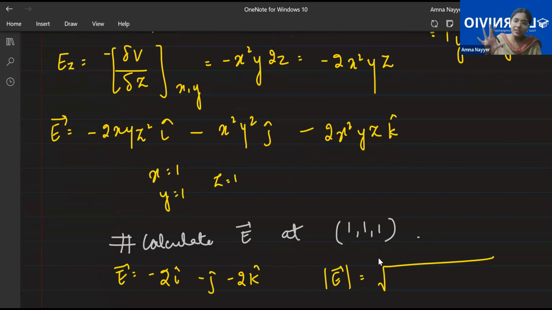But partial differentiation is still there in your syllabus, so chances are there. So revise this because we cannot leave everything. So minus 2 whole square plus minus 1 whole square plus minus 2 whole square. This way you can calculate the magnitude of anything because you know your vectors. Is this clear? How to differentiate it?